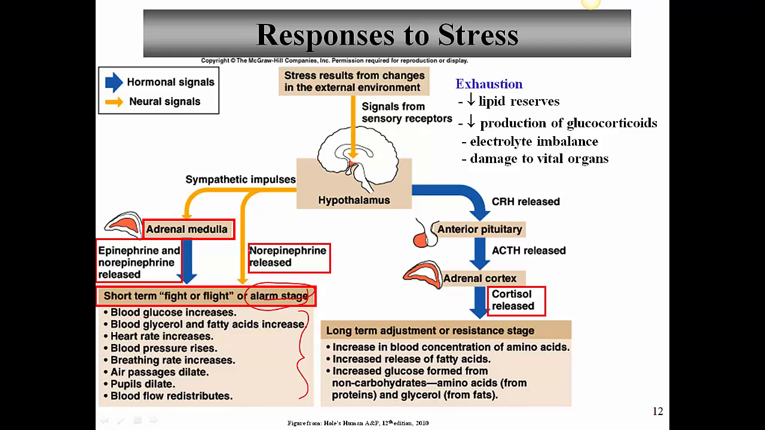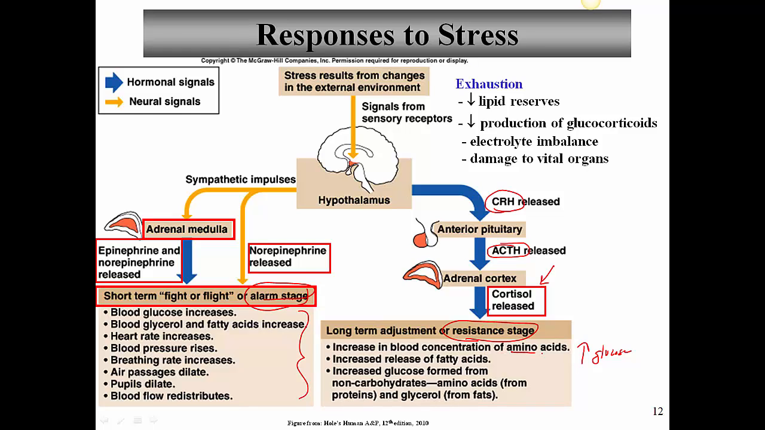Now, if this goes on longer, and this is a chronic type stress, we go into what we call the resistance stage. And in the resistance stage, we have the hypothalamus signaling corticotropin releasing hormone to be released. That causes ACTH to be released from the anterior pituitary, and that in turn causes glucocorticoids to be released from the adrenal cortex. In particular, we're looking at cortisol here. And this is designed to increase blood glucose concentrations to allow those body tissues that need it to react to this chronic stress.